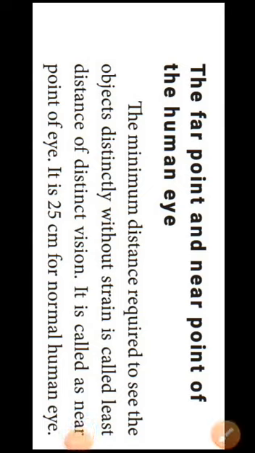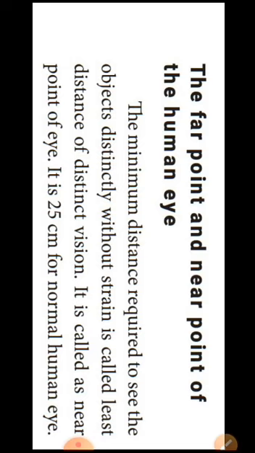The next topic, the far point and near point of the human eye. Far means distance, or distant. See the first line: the minimum distance required to see the object distinctly without strain is called the least distance of distinct vision. It is called the near point of the eye.